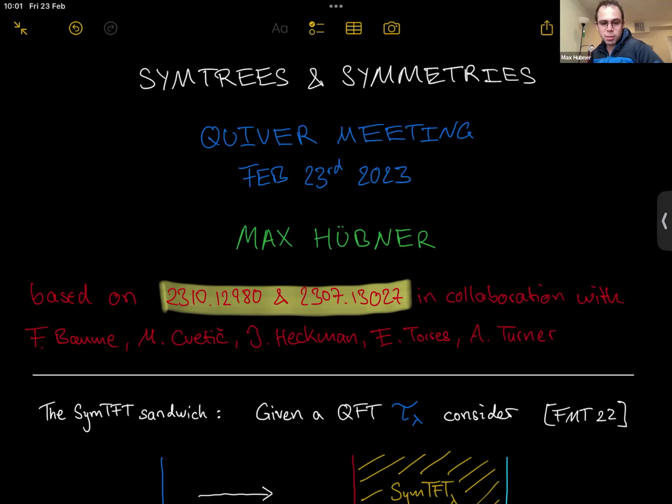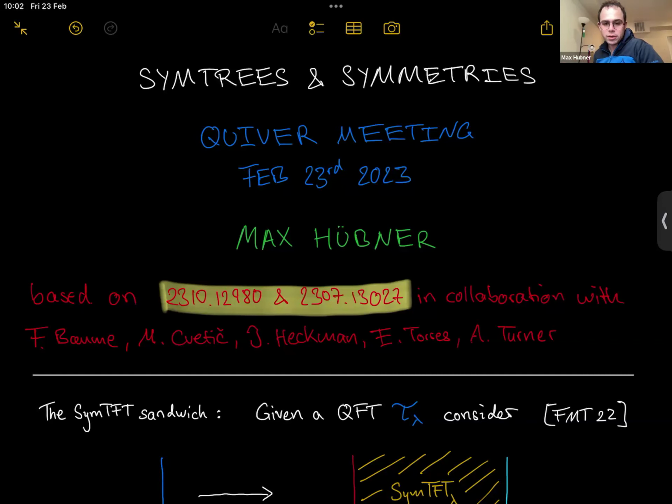So this talk is going to be about collections of symmetry TFTs, interfaces between symmetry TFTs, and how to physically interpret these in certain cases. And the SymTFTs and their interfaces are going to be arranged into a tree-like graph. And this is where the name SymTree comes from.